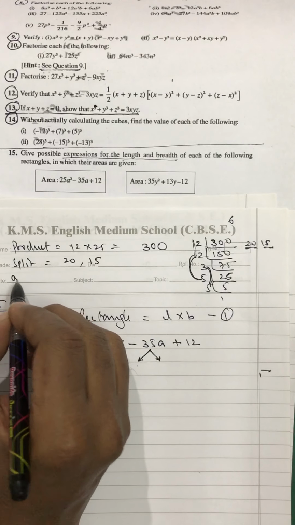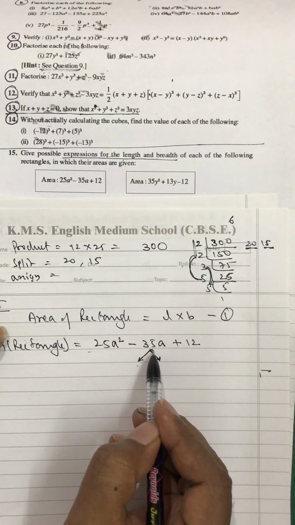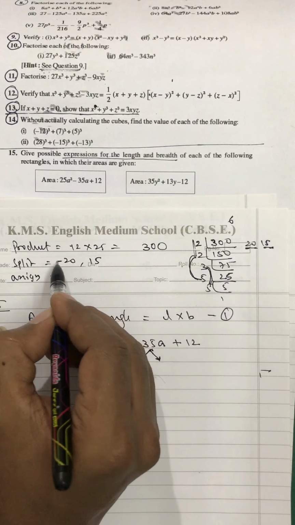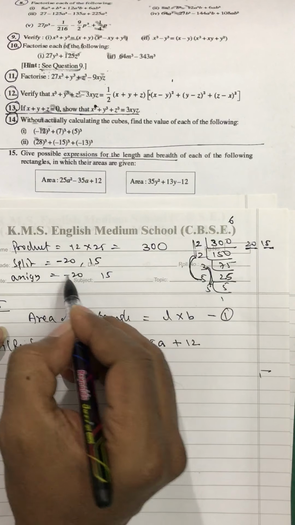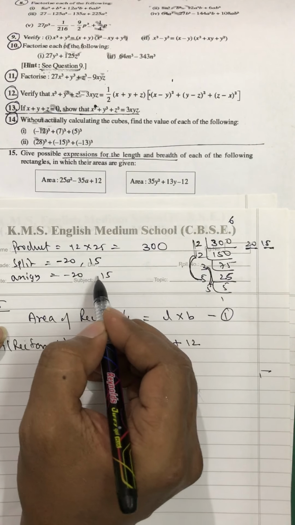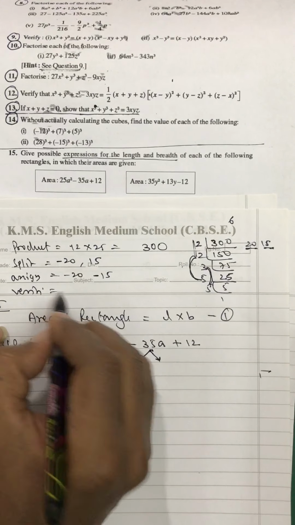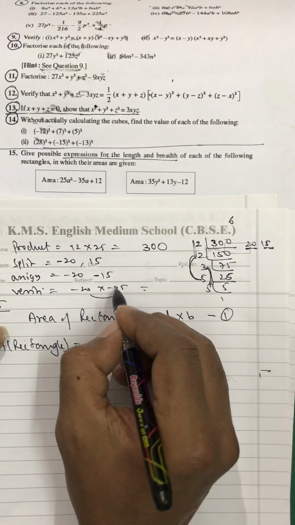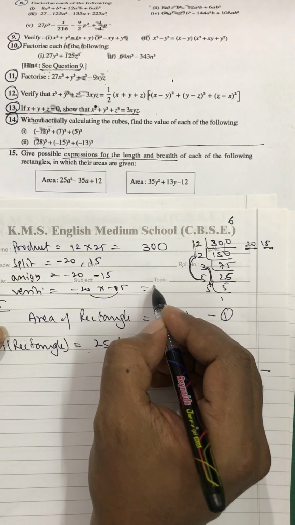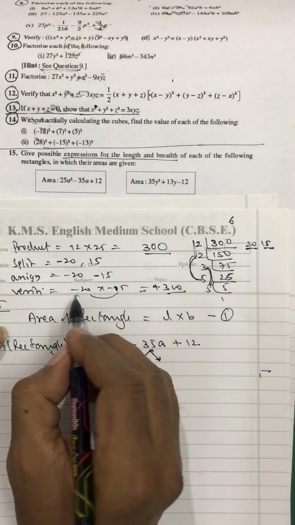Now I have to give the sign. The sign of the middle term will go to the greater number. The greater number is 20, so minus 20. And because I want to add them up, this has to be minus. Now verification: minus 20 into minus 15, if I multiply, definitely I will get 300, minus minus plus, 300. This is right. So my split is the right split.